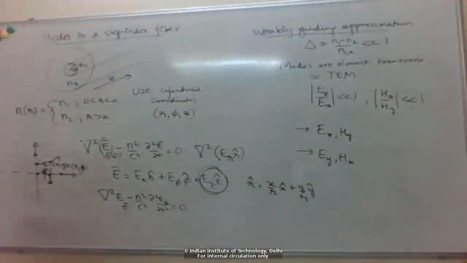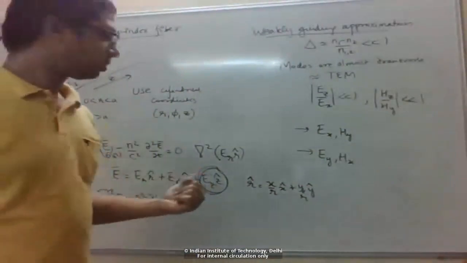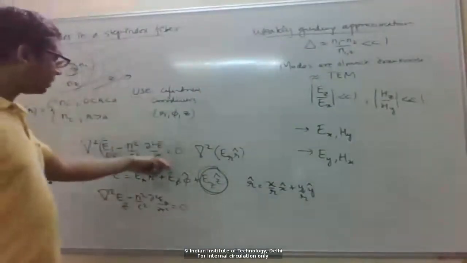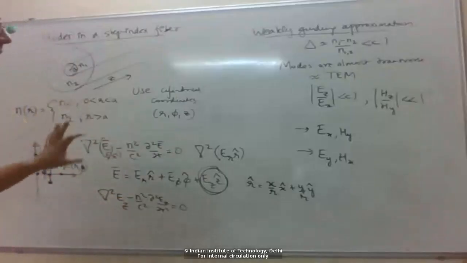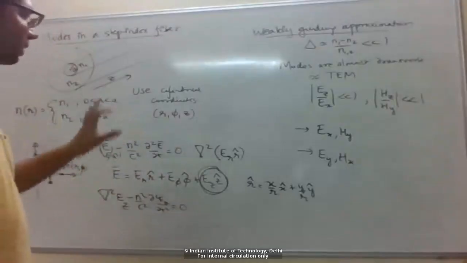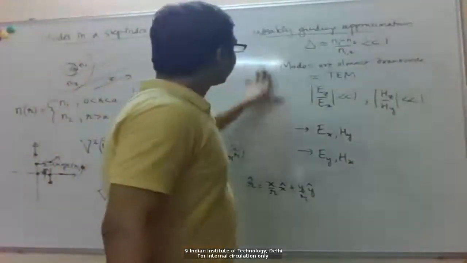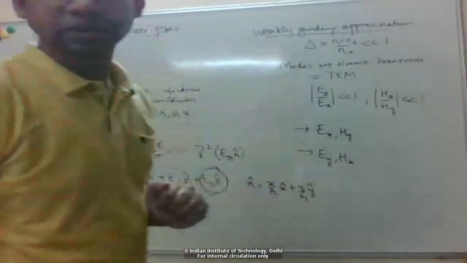For a general structure, for any N1 and N2, you have to follow that procedure that I said: solve for Ez and Hz, and then use the curl equations and find the other fields. So there the mathematics becomes a little bit more involved, but that's the exact way. Maybe we'll discuss a little bit about that after we discuss this simpler way of solving in the weakly guiding approximation.